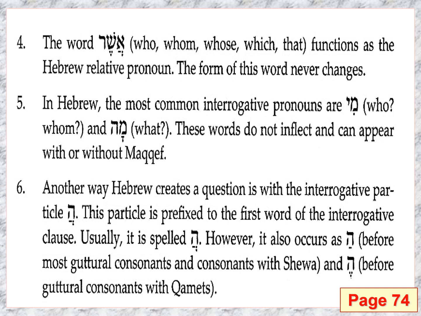And then number 6 is another interrogative particle. Basically, it is taking a sentence, and when it's attached to the first word of the sentence, it creates a question. Most often it is spelled hey with a hatef patak, but sometimes it can be a hey with a patak or a hey with a segol, especially before guttural consonants with qamets.